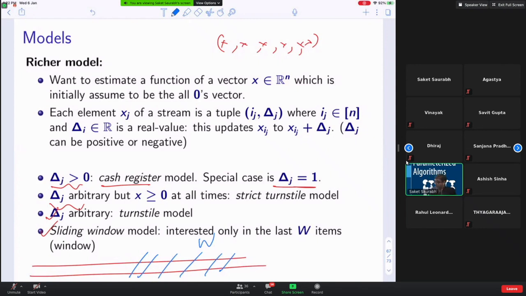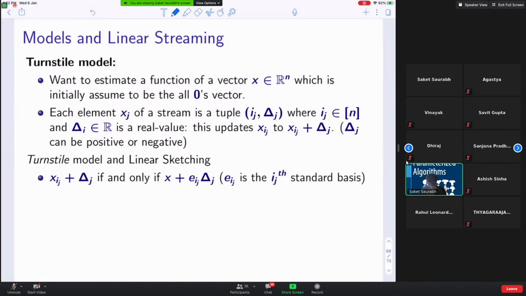So you could have only positive updates. You have positive updates, but the vector itself is always positive. Or you have arbitrary updates, but the vector is always positive. Or you have any update and anything, and it is the sliding window model. So there are different kinds of things people have studied in this. Okay, so what I wanted to tell you is, in the Turnstile model, how do you update? There is something very beautiful happening.